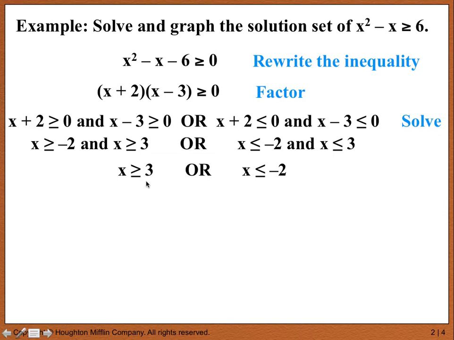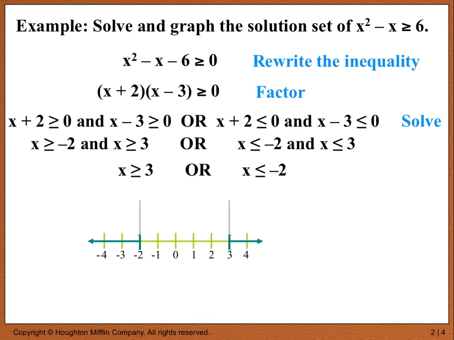Now I have x is greater than or equal to 3 or x is less than or equal to negative 2. That's the union of those two sets. And I can draw the number line as follows. Okay, so I'm going to shade areas that interest me, and this is what it looks like.